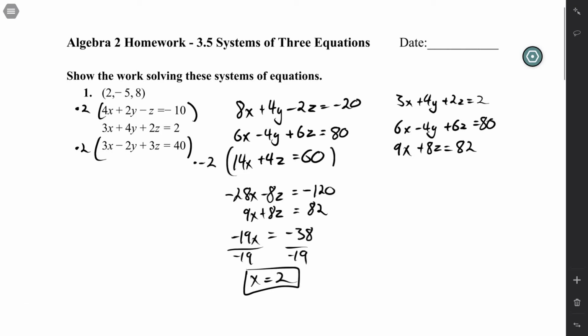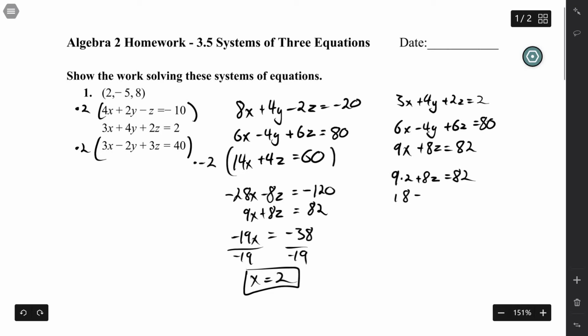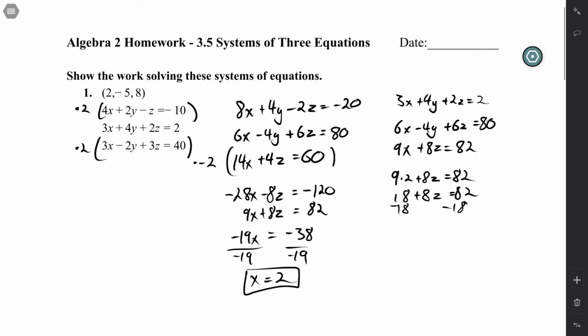So let's see, we'll plug it into, why not this one here? So we get 9 times 2 plus 8z equals 82. So we get 18 plus 8z equals 82. We'll subtract 18 from both sides. And I use my calculator for this one too. Why not? It's right here. Minus 18, 64. 8z equals 64.